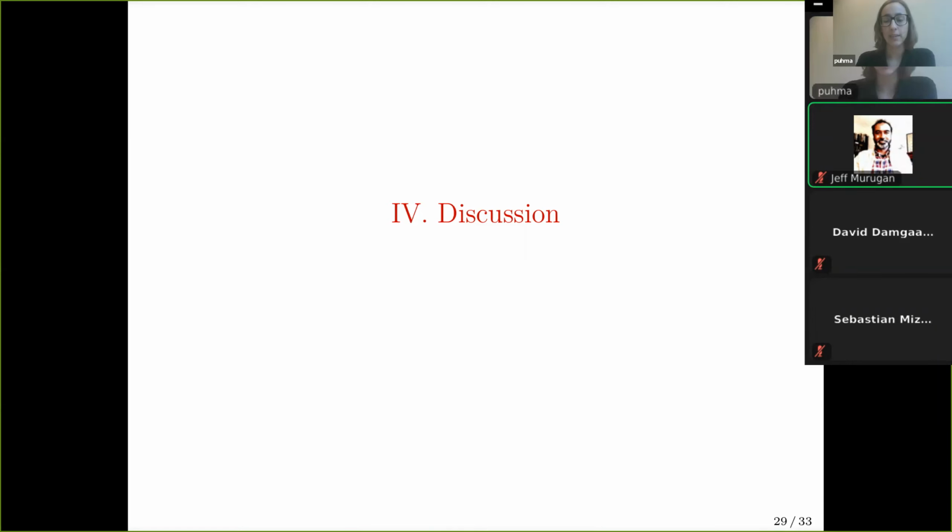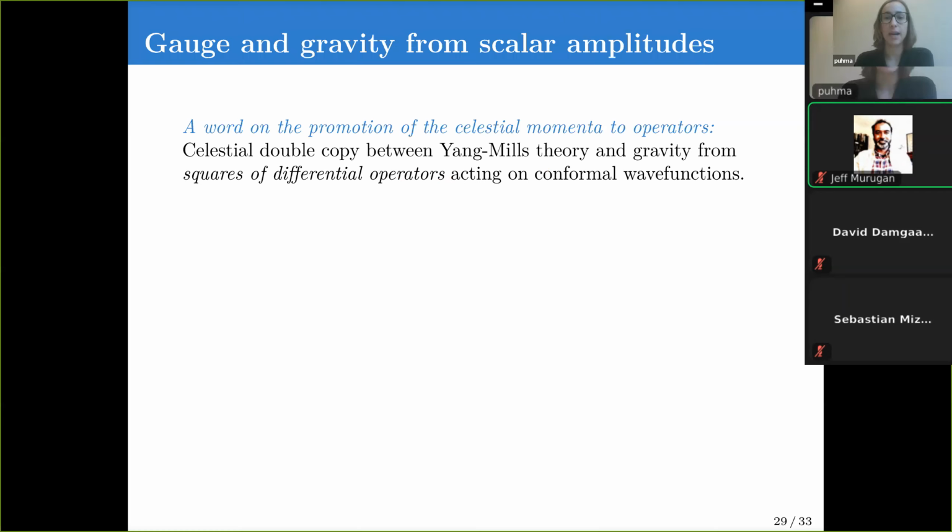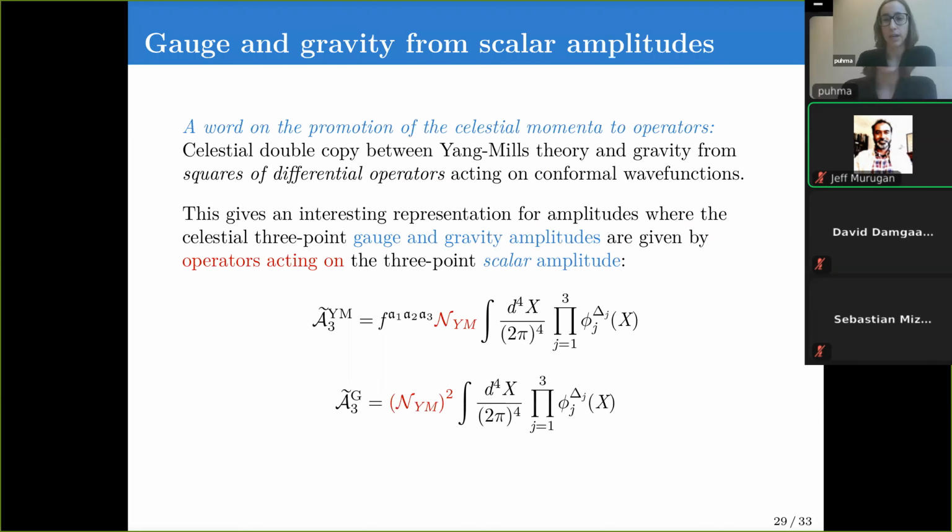And what's more is that the fact that we have these celestial momenta promoted to operators gives us a nice representation for amplitudes, because we can now write a Yang-Mills amplitude, here the Yang-Mills 3-point amplitude, as an operator acting on the scalar amplitude to give you the Yang-Mills amplitude. Similarly, the square of this operator acting on the scalar amplitude gives the gravity amplitude. And this persists to 4 points and higher points.